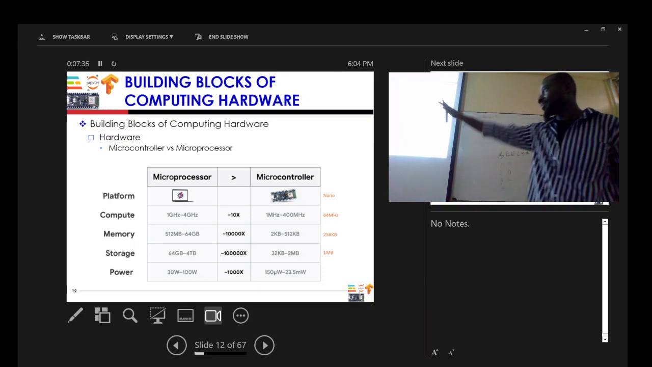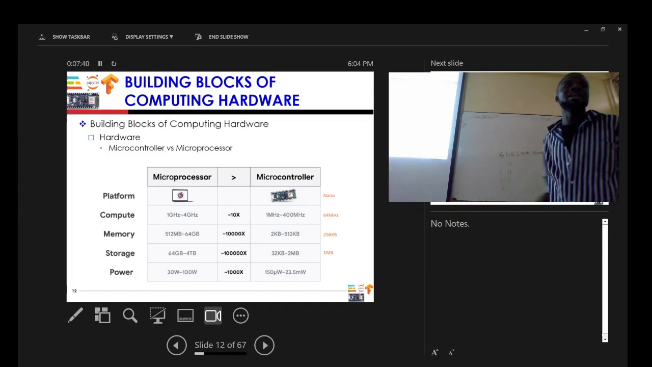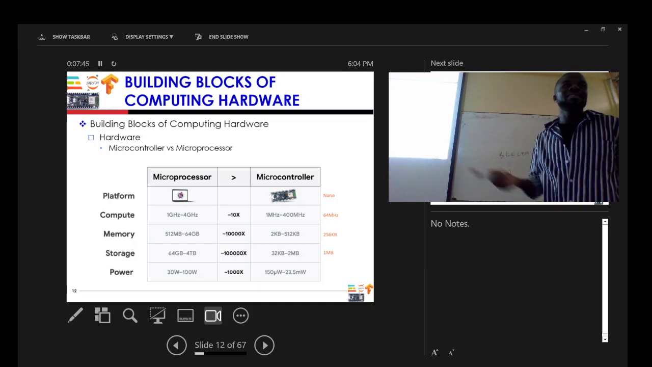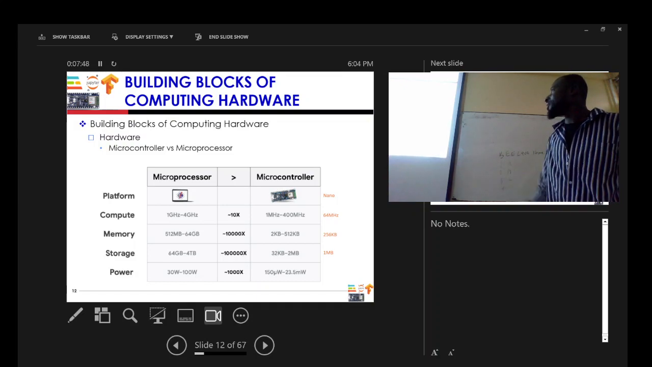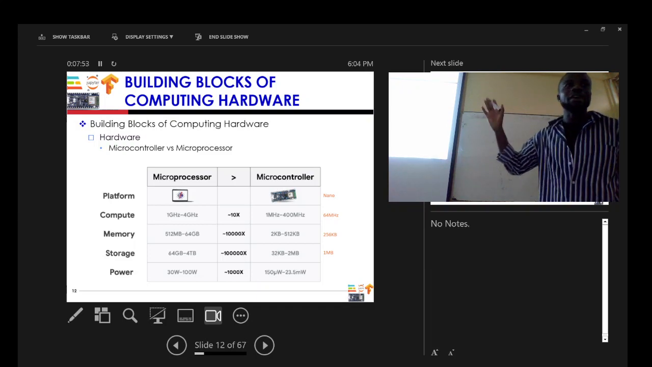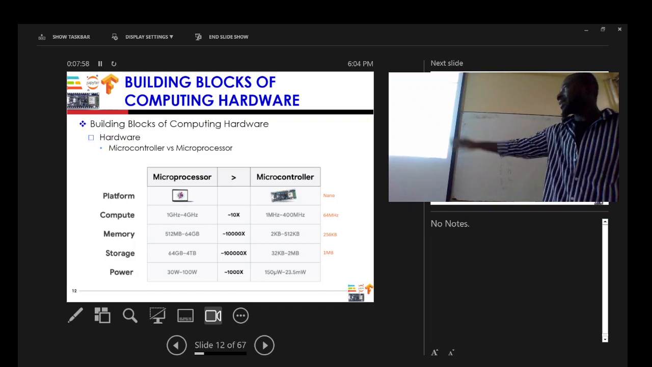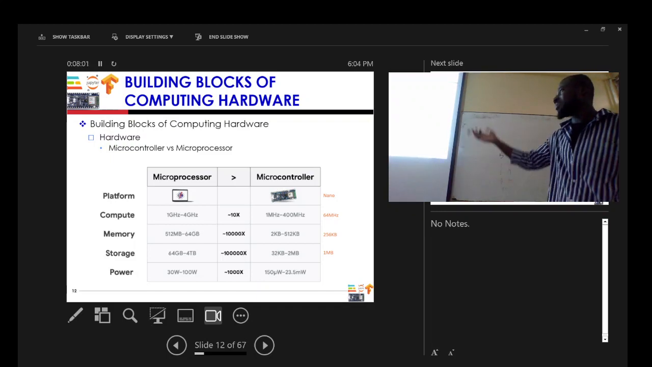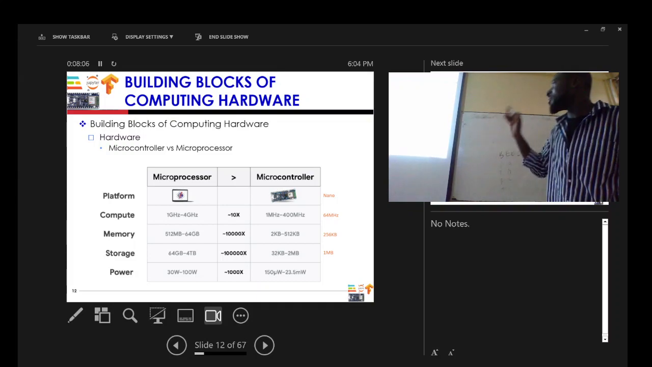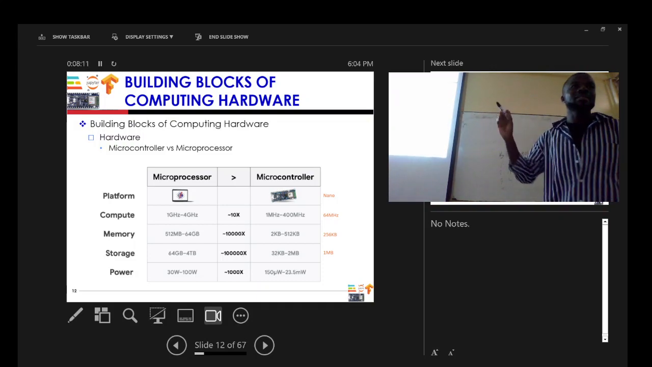In terms of memory, you know that your normal CPUs have larger memories. Some have up to probably 1 terabyte and stuff like that. But for the microcontroller, the memory is just small, from 2 kilobytes to 1 megabyte. And in terms of power, your machine runs on probably about 30 watts or something like that. But the microcontroller runs on from 150 microwatts to 23.5 milliwatts. So that's very, very small.